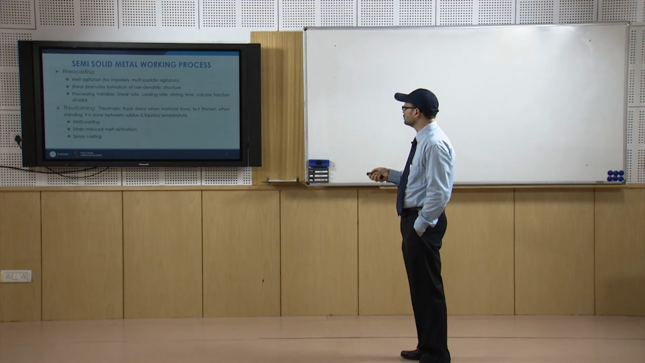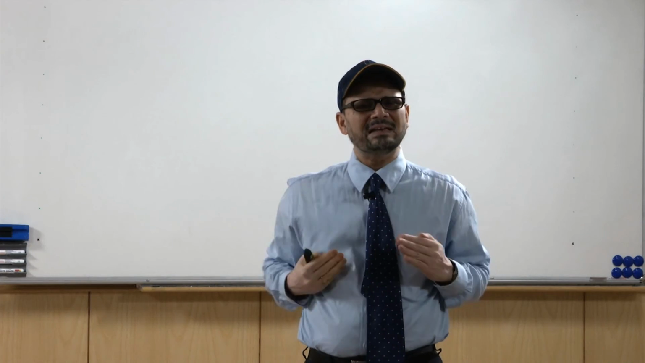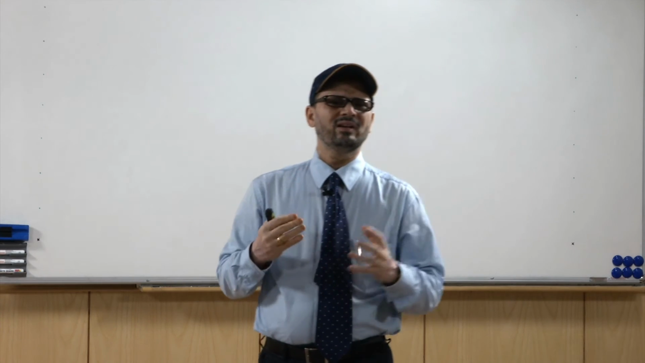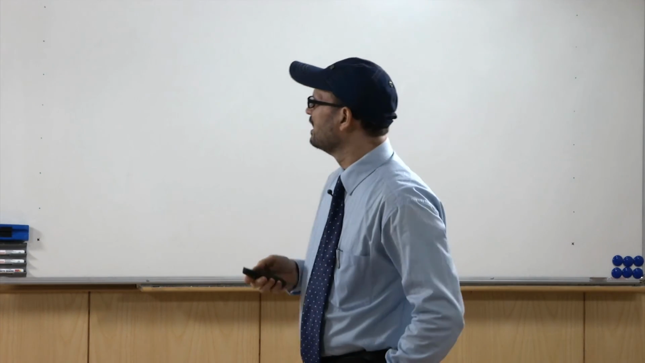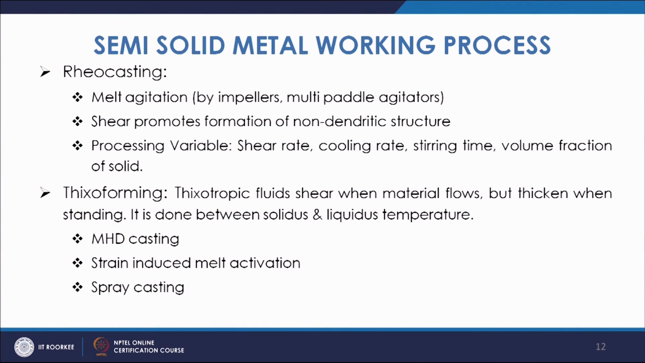Basically for that, these are the processes which are used for further Tixo forming or Tixo casting of the product, and that is MHD casting, where the DC continuous caster is there and you apply the magnetic field, and because of the continuous rotating magnetic field in the continuous caster, the formation of dendritic type of structure is avoided. Similarly, strain induced melt activation, where it is hot worked and cold worked and then kept into the range of solidus plus liquidus.